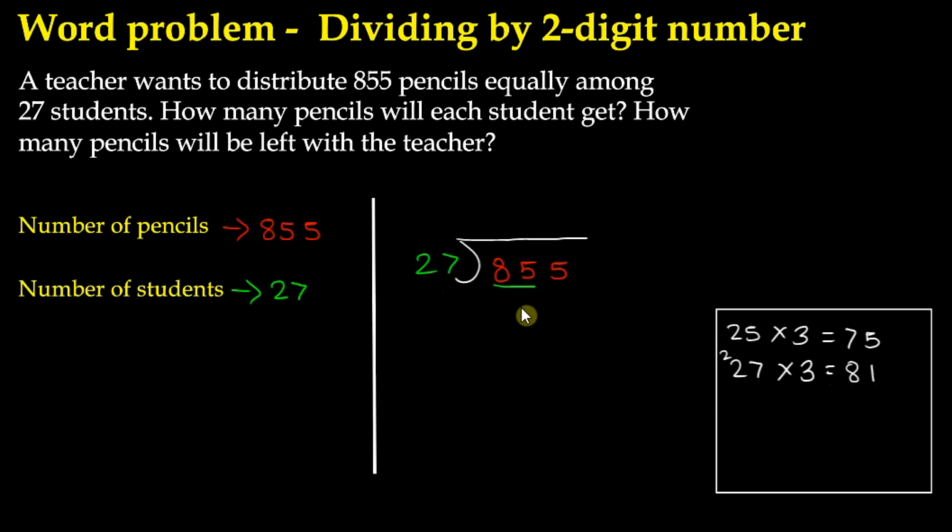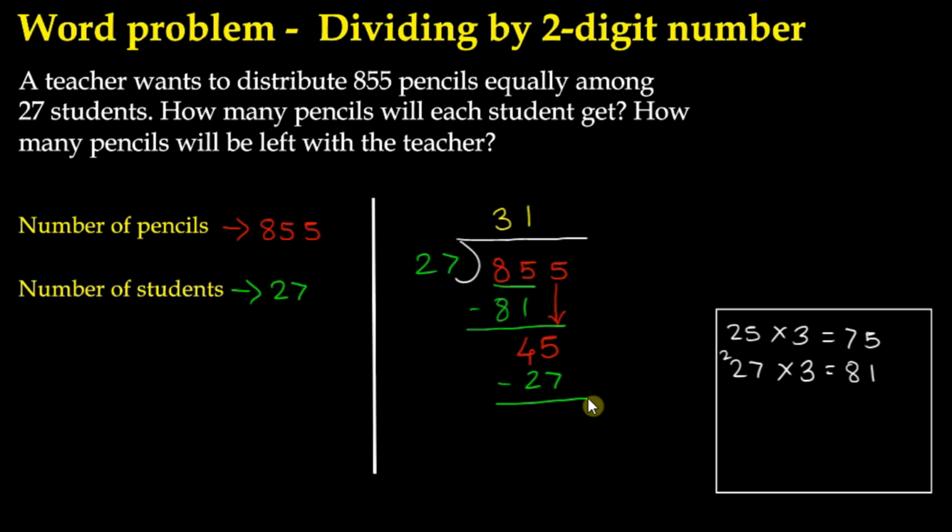That means 27 goes into 85 3 times. Means 27 times 3 is 81. Let's do the subtraction. So we get 5 minus 1 is 4 and 8 minus 8 is 0. Now we still have 5 left in the dividend. Let's bring that down next to 4 to make it 45. Now 27 goes into 45 only once. That means 27 times 1 is 27.